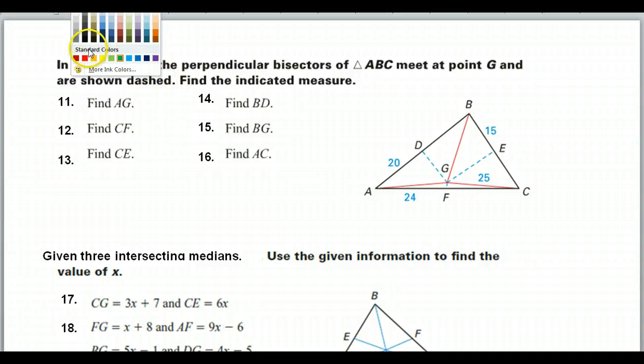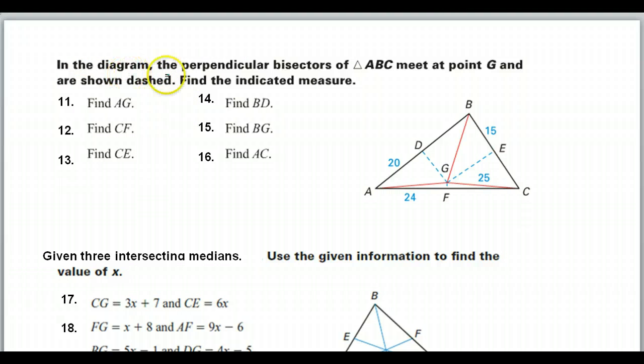Alright, let's try 11 through 16. In the diagram, the perpendicular bisectors meet at G. Well, let's just pause right there. Perpendicular bisectors. We have to translate that into which triangle center we are talking about. Well, that is the circumcenter. The circumcenter is the one that is the intersection of perpendicular bisectors. So hopefully you have that memorized by now.